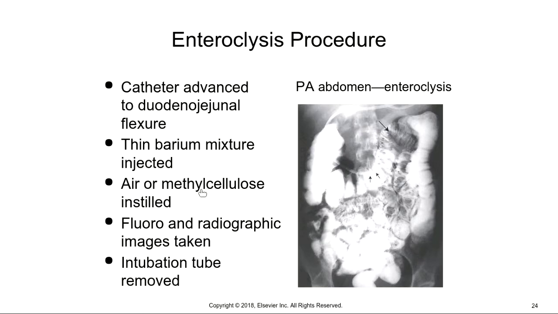And then not only is the radiologist going to take some fluoroscopic pictures, but we're likely to take some radiographic pictures as well. Once that's all done, they remove the intubation tube. This is an example of a PA done on the enteroclysis patient. Okay, so enteroclysis is a double contrast study of the small intestine. Not overly comfortable on the patient, but like I said, they're pretty sick to begin with.